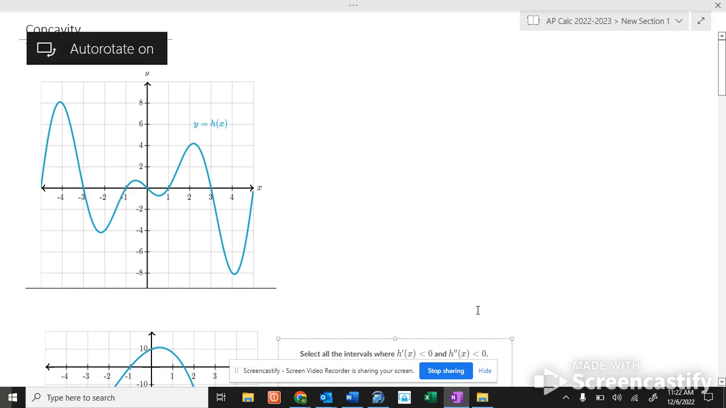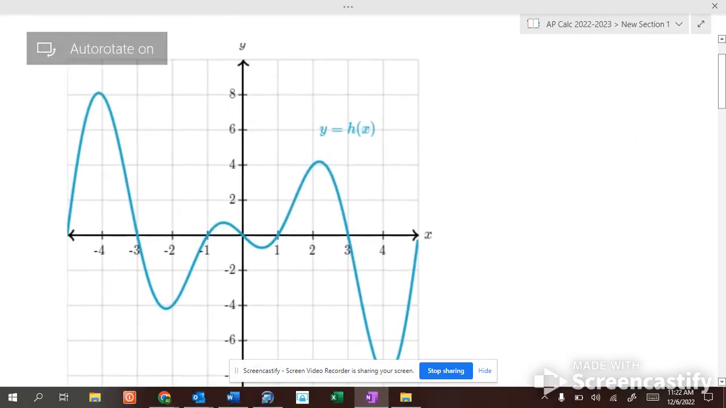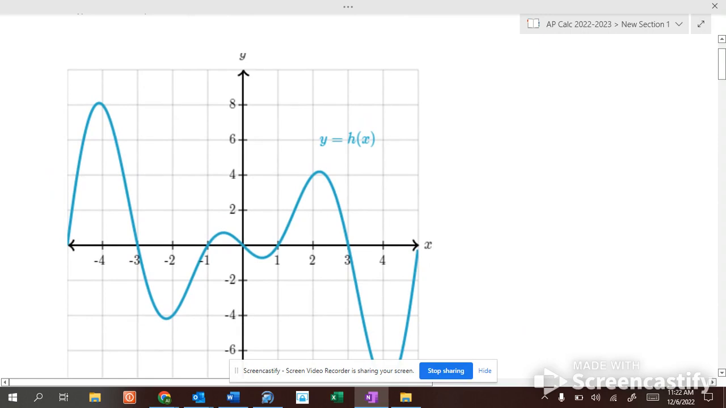Okay, concavity, concave. Basically, is the cup upright or is it upside down? If you think about a coffee cup, it holds water when it's upright and dumps out water when it's upside down. Coffee cup is down, it pours out. From here to here, coffee cup is up. Coffee cup down, coffee cup up, coffee cup down, coffee cup up.